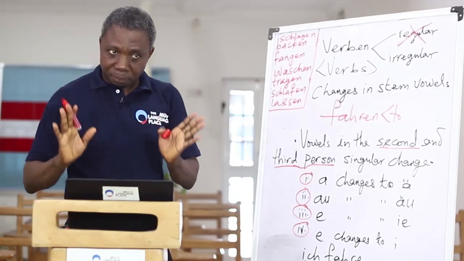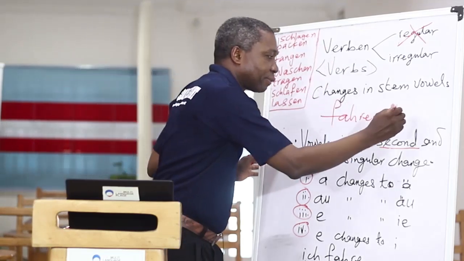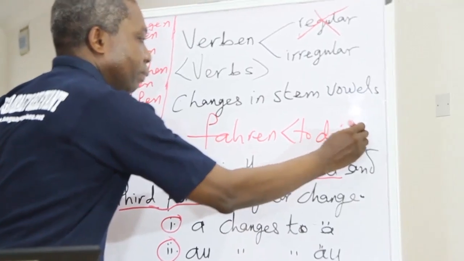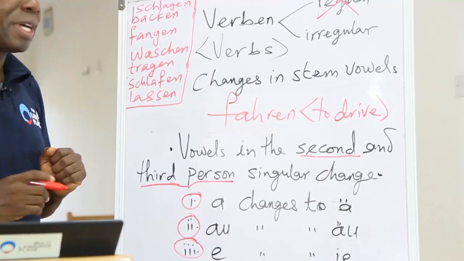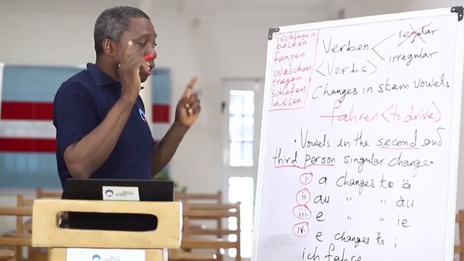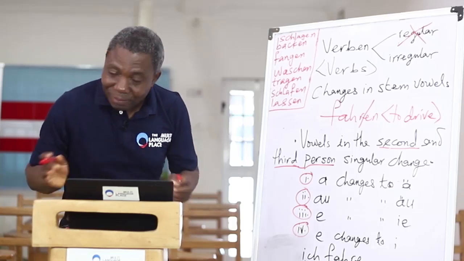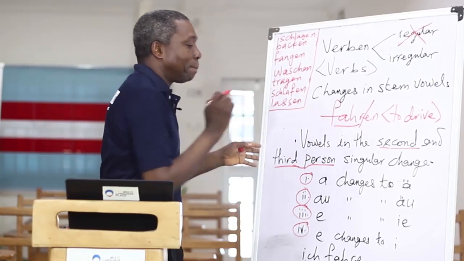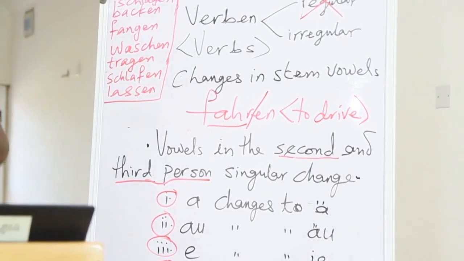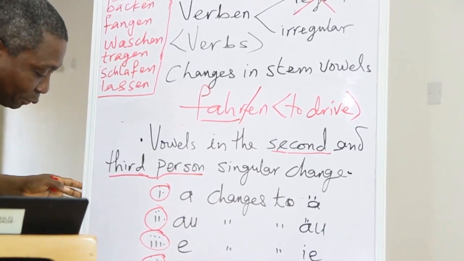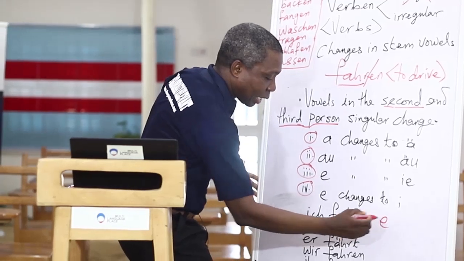And then we have an example. The example is fahren, to drive. Fahren. This is a verb which means to drive. Now, if we want to conjugate it, the formula is we take away the en ending, and then we have the stem. So now we start with the stem. We now go to the conjugation, and the first one is ich fahre. Remember, the E is added.